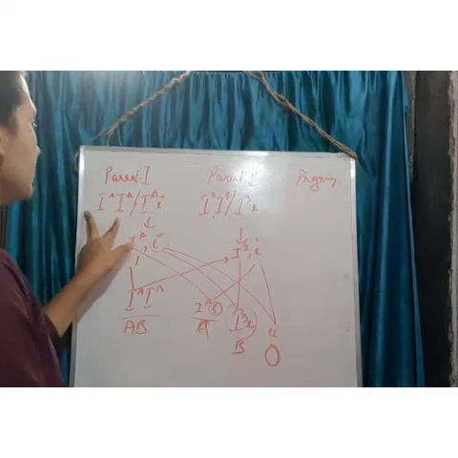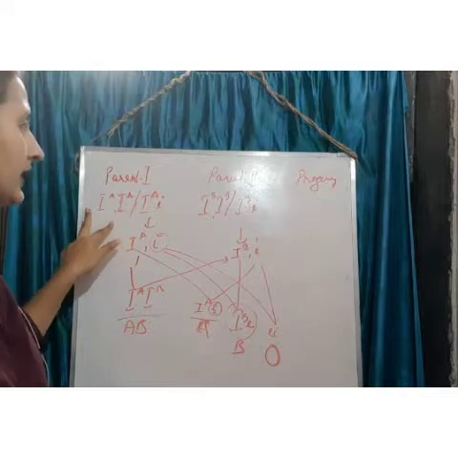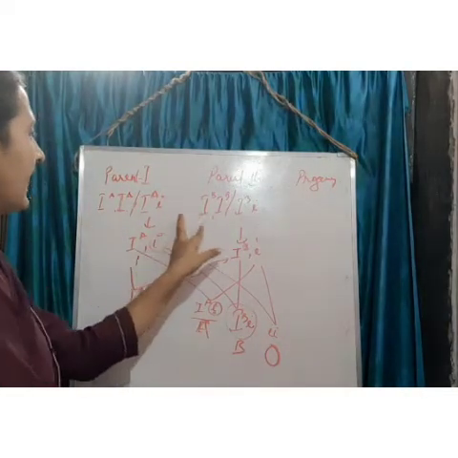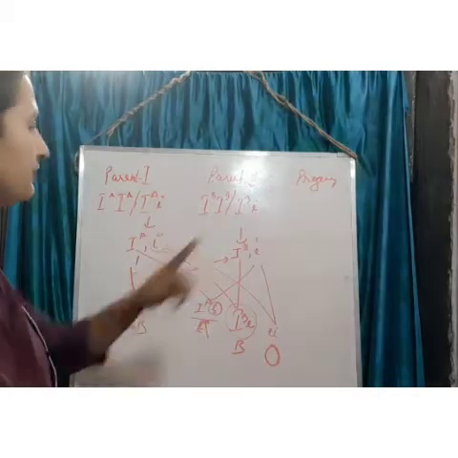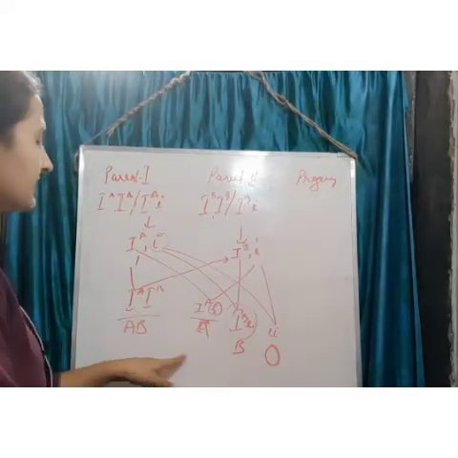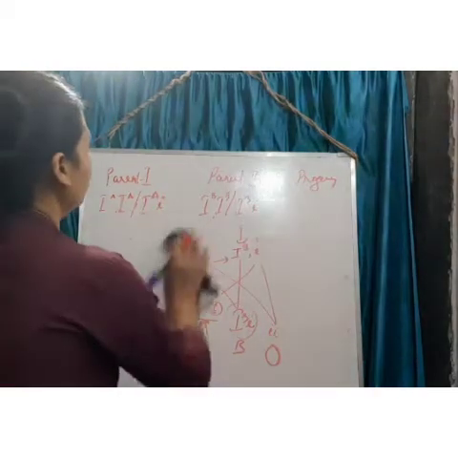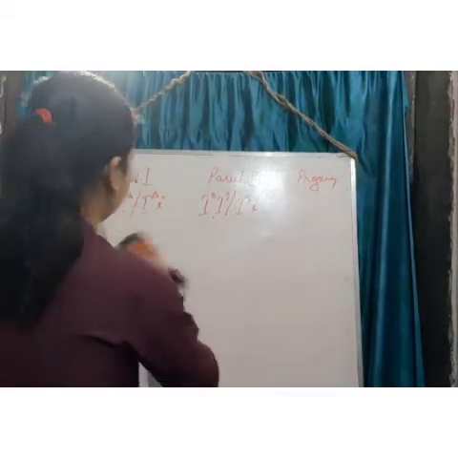If parent one is blood group B, the allele could be this, and if the other is blood group A, the alleles will get reversed. So the progeny will be this. So these are the possibilities. Am I clear? Okay, let me show you some more examples.